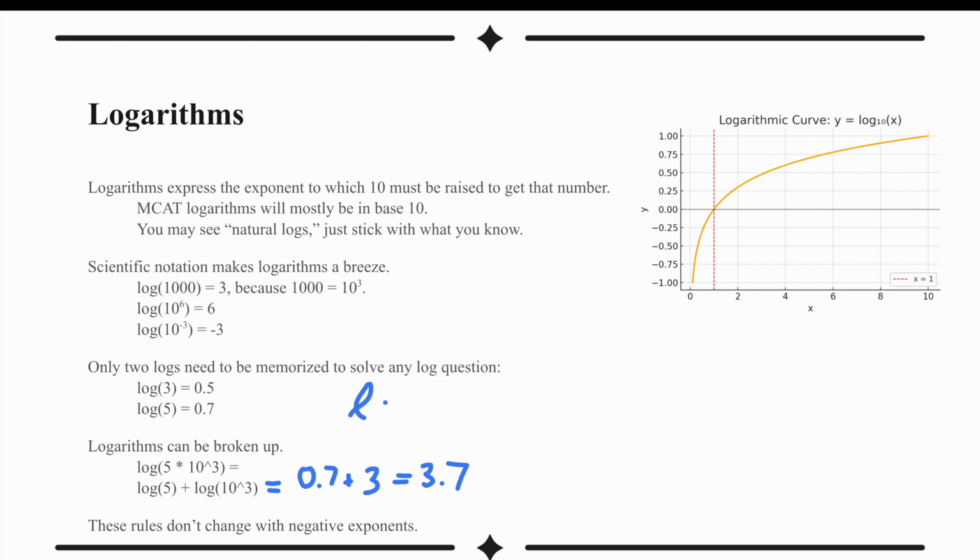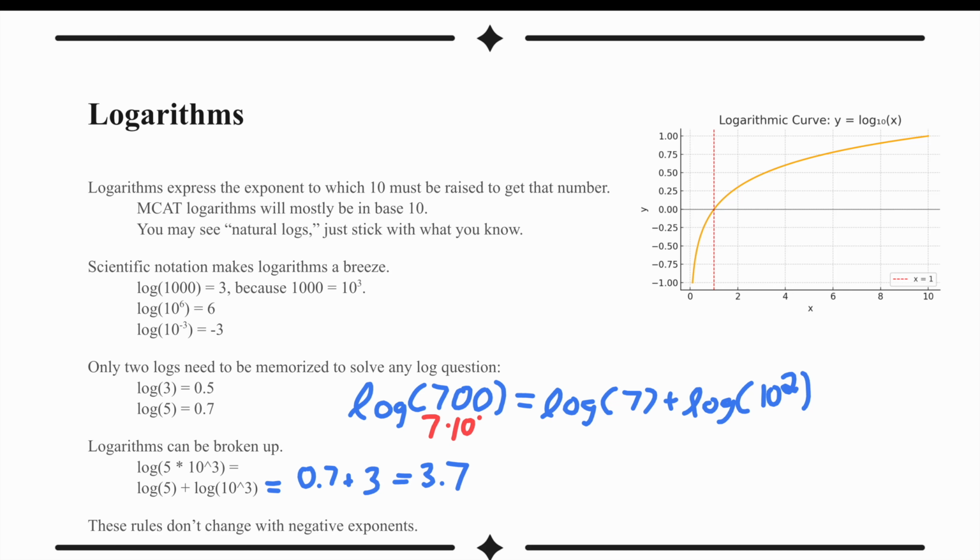If you were asked to find something like the logarithm of 700, right off the bat, you know that the answer is going to be 2 point something, because we can rewrite this into asking the log of 7 plus the logarithm of 10 to the second, because 700 can also be written as 7 times 10 to the second. The log of 10 to the 2 is going to be 2. And the log of 7 is going to be a little bit higher than the log of 5. You don't need to know the exact number because the MCAT is a multiple choice test. So maybe we guess that the log of 7 is going to be something like 0.8. Therefore, our final answer will be 2.8 for the logarithm of 700. And this will definitely be close enough for you to get the correct answer on your MCAT.